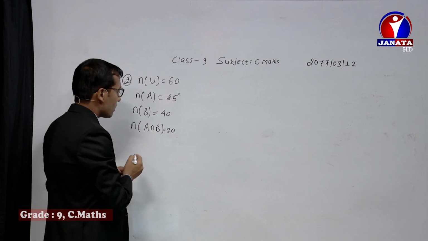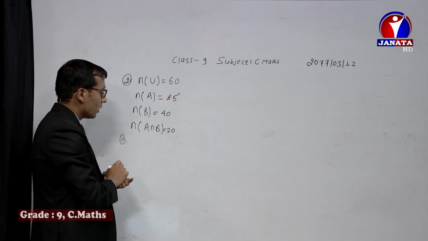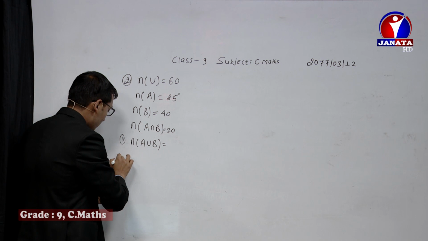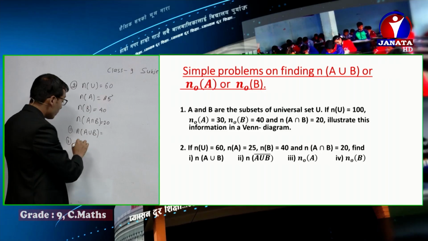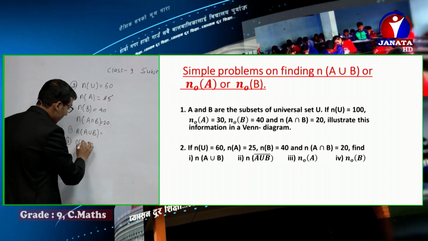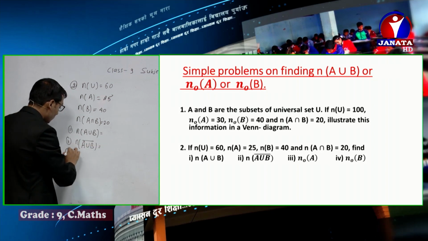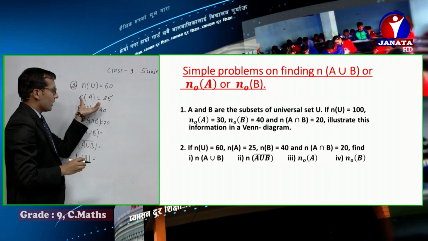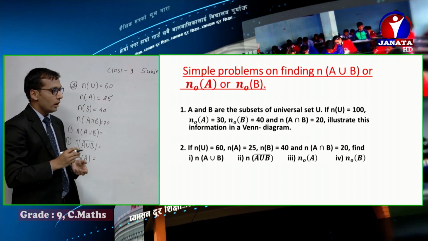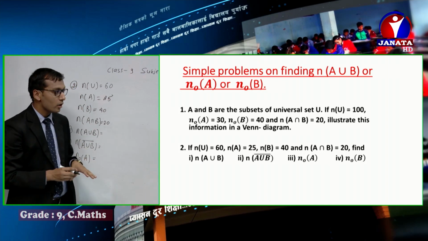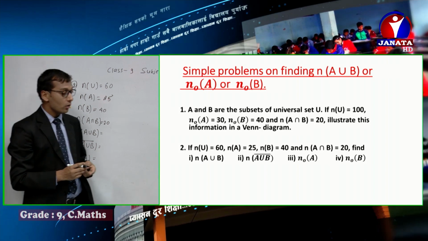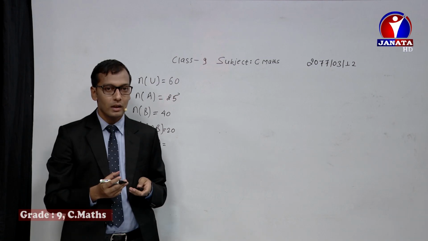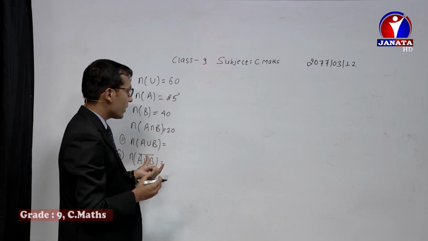And here are different sub-questions. Let me write the first one. First, what is n of A union B? Second, what is n of (A union B) complement? Third, what is n only A? And so on. If we insert all this information in a diagram, we can find out whatever the question asks. So let's insert this information in a diagram.